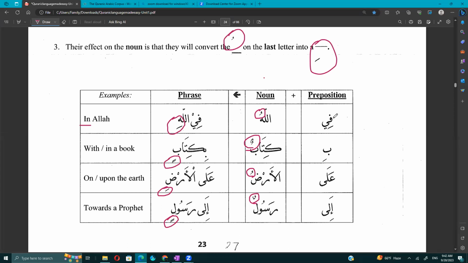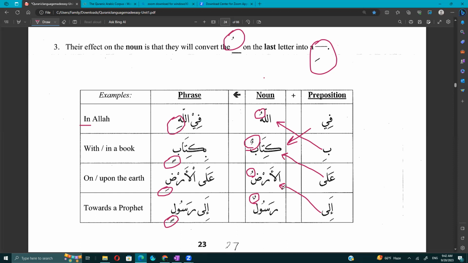Now tell me, if you have fi plus kitabun, what will it become together? Fi kitabin. Very good, mashallah. If I say bi plus the word Allahu, what does it become? Billahi. Very good. If I say ala plus kitabun, what does it become? Ala kitabin. Mashallah, very good. If I say ila plus al ardu, what does it become? Ilal ardi.